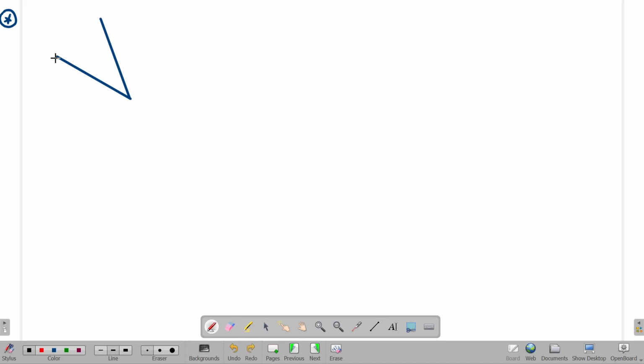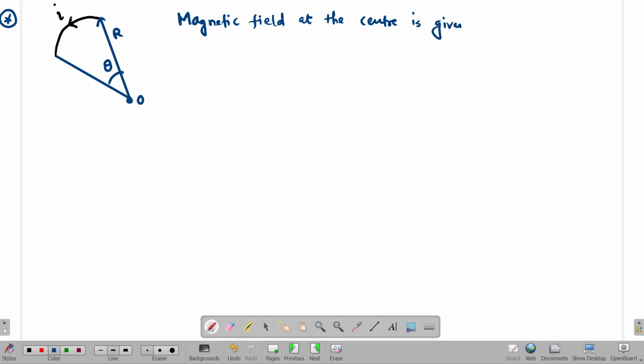What is happening? Now it is perfect. So now some current I is flowing, and the radius is given as R, which makes some angle theta at the center. And you want to find the magnetic field at this center. So the magnetic field at the center is given by the formula B is equal to... one minute.